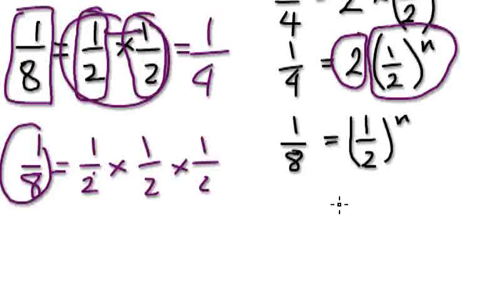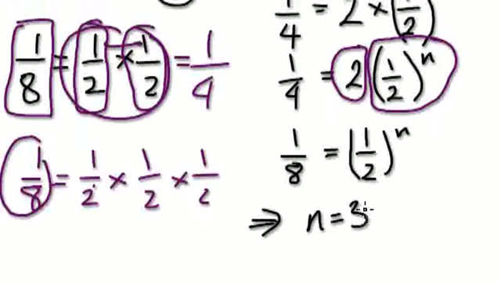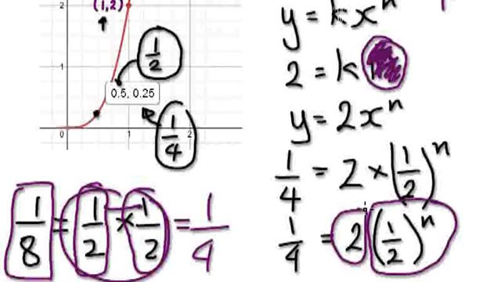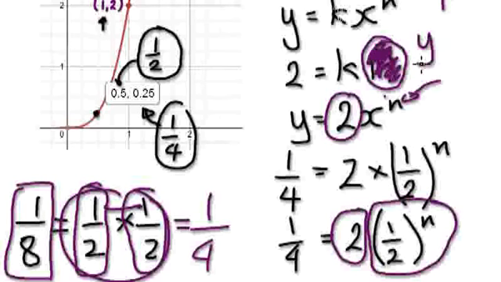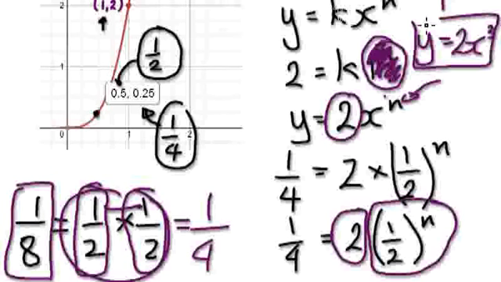So overall, going back to our original equation, we know the value of k, which was 2, and n is 3. So you can put the 3 in here. Our answer is y equals 2x to the power of 3. This is our answer.